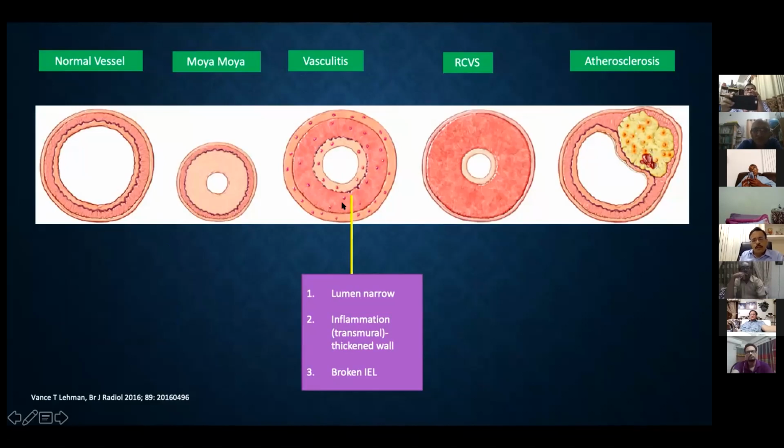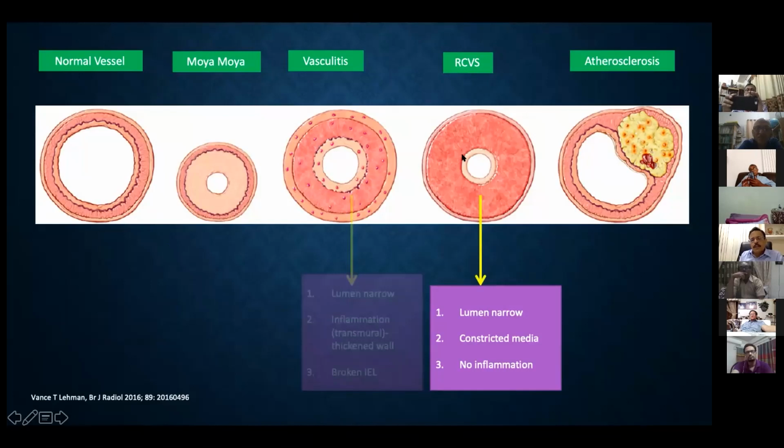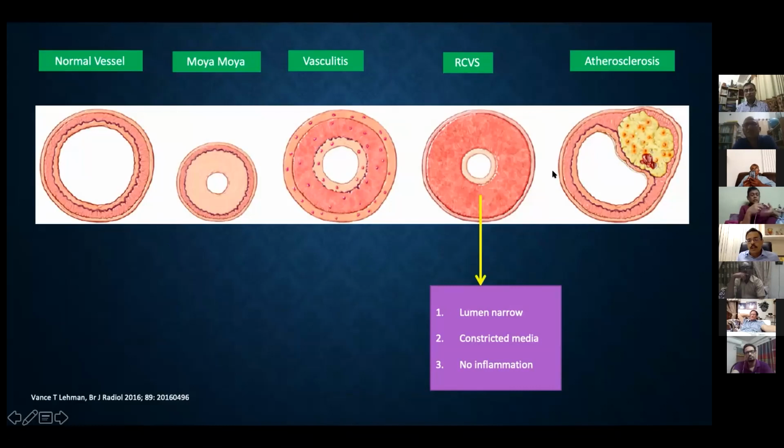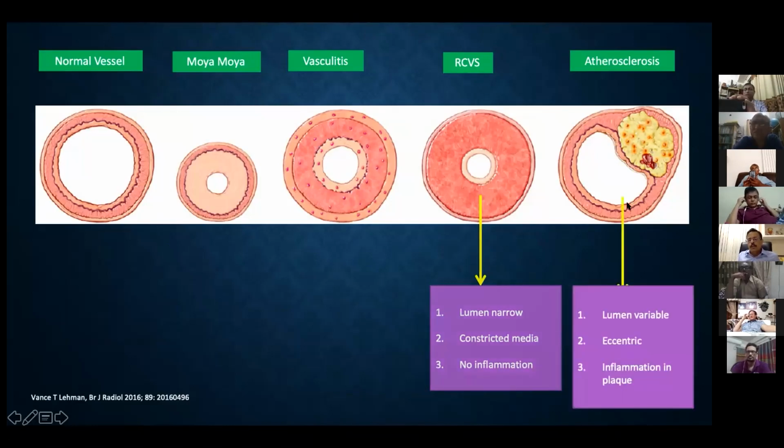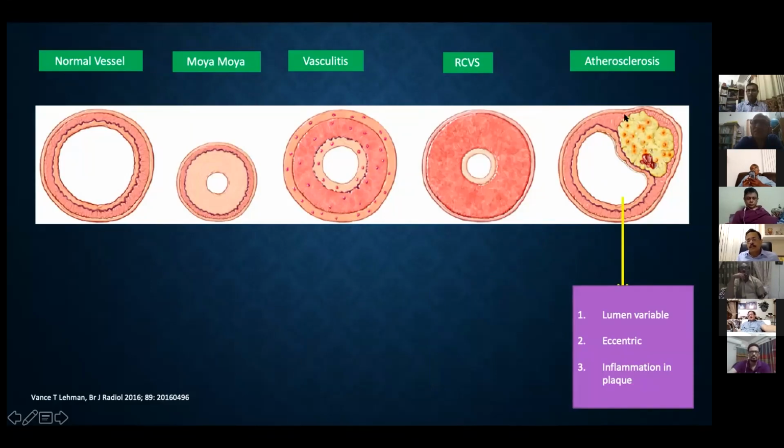While RCVS, as I discussed, may also mimic vasculitis angiographically, but once you do vessel wall imaging, the lumen is narrowed in these cases merely because of the constricted media, and there is no inflammation. That means there will be no enhancement as compared to vasculitis. Now we'll come to atherosclerosis. The lumen is variable. I will discuss how atherosclerosis may cause luminal remodeling. Usually it is eccentric in nature, and there can be inflammation in the plaque as well.